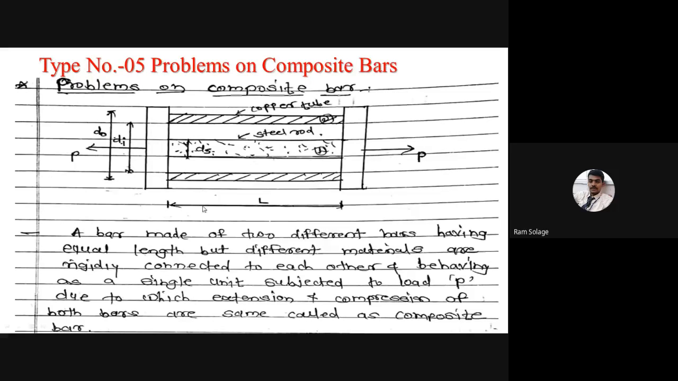The steel rod and copper rod have the same length, that is capital L. Load is applied on that body, it is capital P. Copper tube, steel rod, body number one, body number two, di, do, and these are the two equal and opposite forces, that is tensile force acting on that single unit.